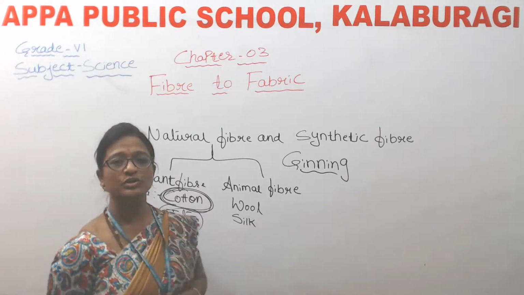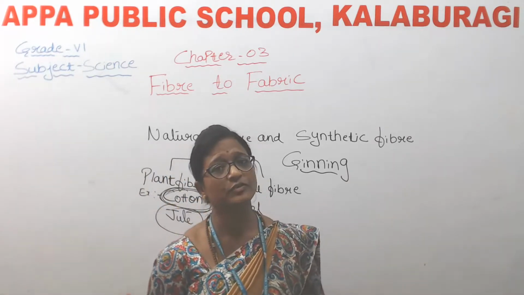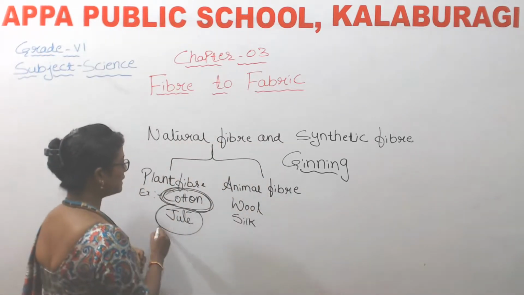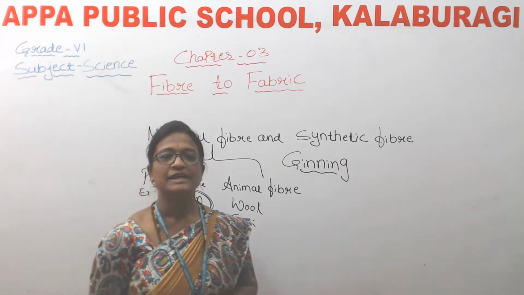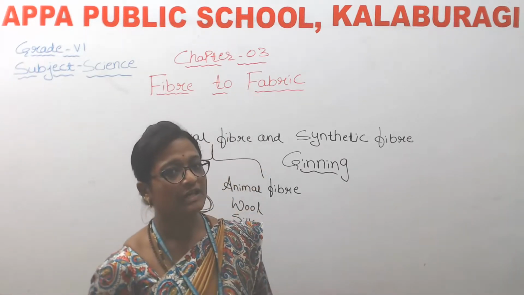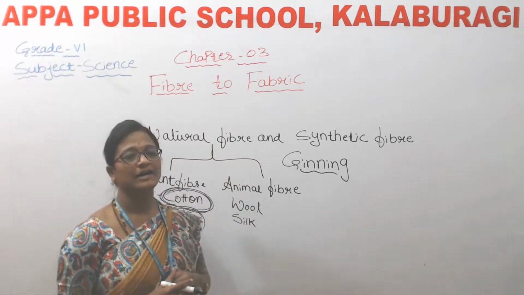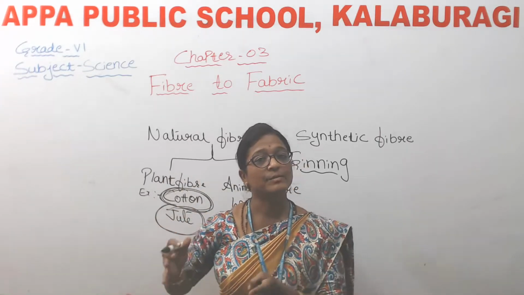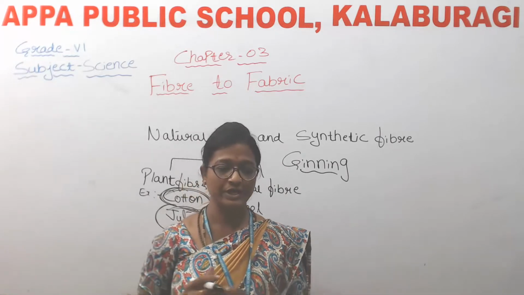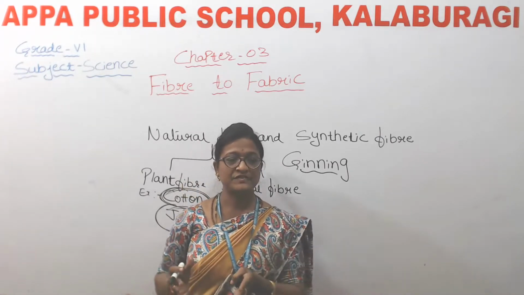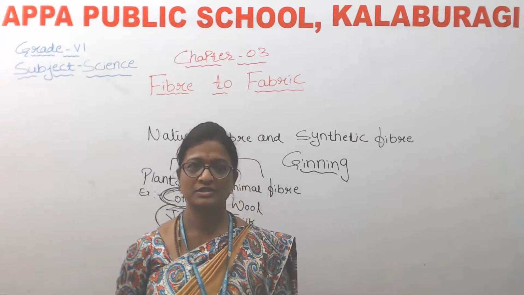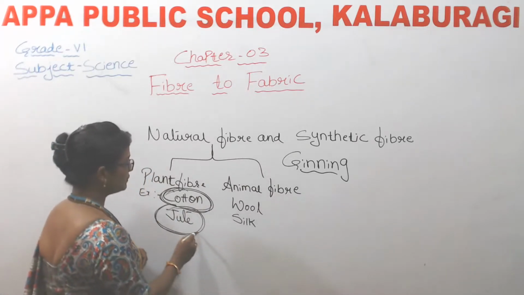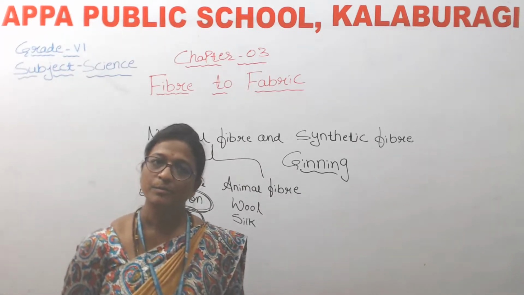Next, jute. Jute fiber is obtained from the jute plant, isn't it? These jute plants are cultivated during which season? Rainy season. And during the flowering stage, these jute plants are harvested. The harvested stems are immersed in water for a few days. After that, what happens? The stems which are immersed in water will rot, and then the fibers are separated from the stem. Like this, we obtain jute fiber from the jute plant.